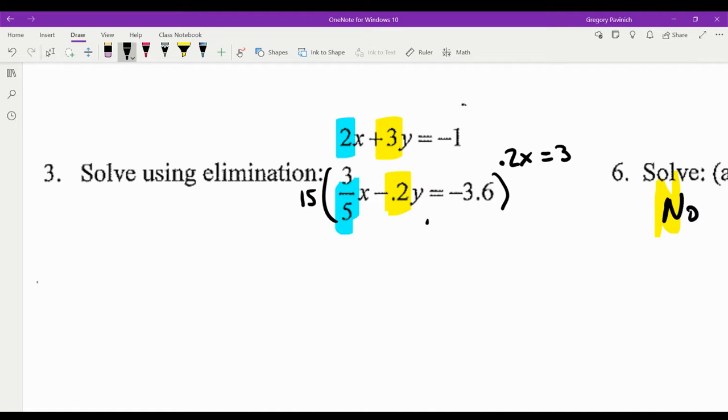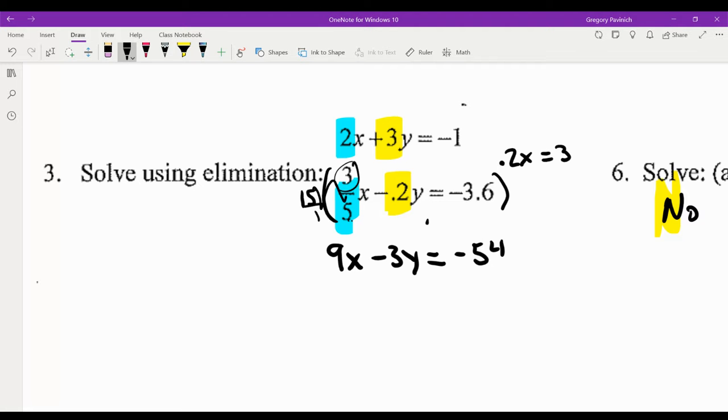And I really like that the 15 is going to cancel with the 5 on the first term of the x. So I get 15 divided by 5, right, is going to be 3, and I already had a 3 up here, so that's 9x. And then I know 15 times 0.2 is going to be negative 3y. And then I've got to do negative 3.6 times 15, and I get negative 54.